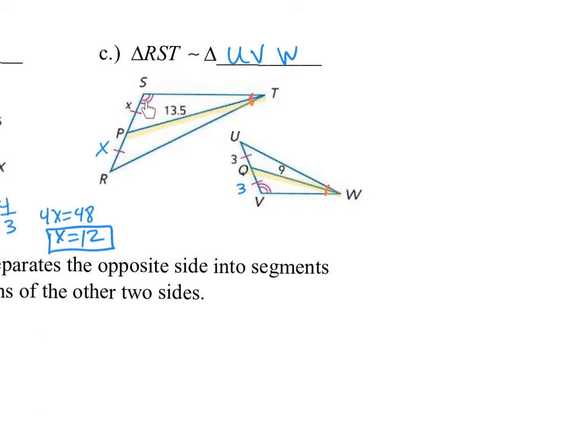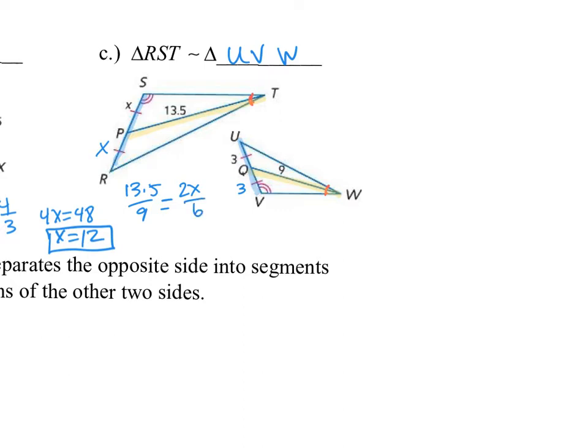As we go to write our ratio, let's see if SR corresponds to UV. Well, RS are the first two vertices named in the first triangle, and UV are the first two named in the second triangle. So those sides definitely correspond. So we can write a proportion that takes the ratio of the medians, which would be 13.5 to 9, equal to the ratio of those corresponding sides. If you use the segment addition postulate, we would call this entire side 2x, and the corresponding side in the other triangle would be 3 plus 3, which is 6.